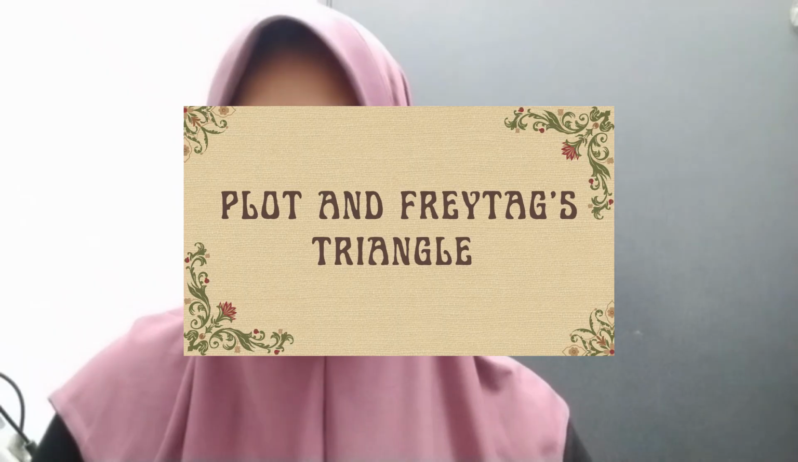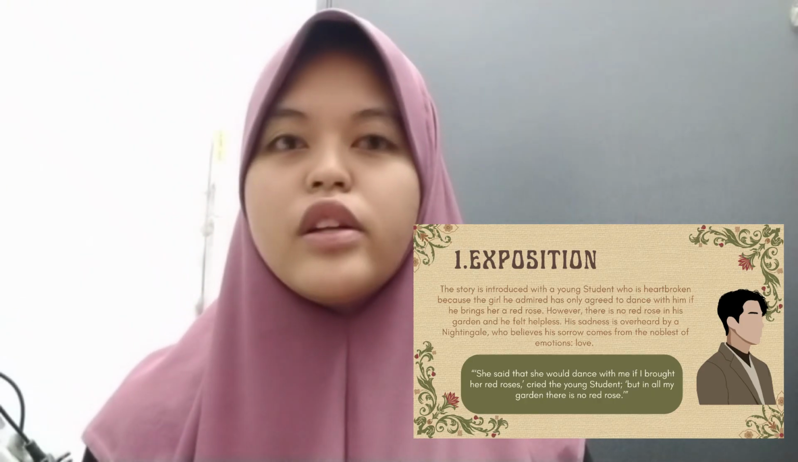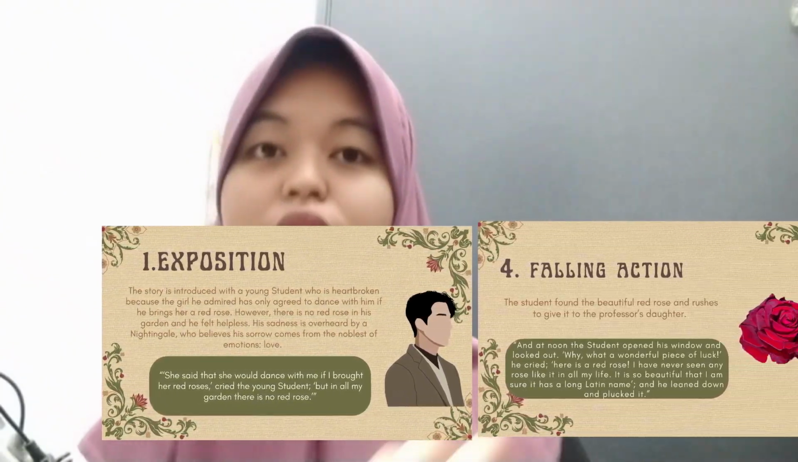Now let's move on to the next slide, which is plot and phrase-text triangle. First, let's look at the plot using the phrase-text triangle. First is the exposition, where the main character, which is the student, is introduced, crying because the girl he admires will only dance with him if he brings her a red rose. But sadly, he doesn't have any red roses in his garden. So he cried and cried, and the nightingale hears his sorrow and believes it comes from the purest, noblest emotion, which is love.